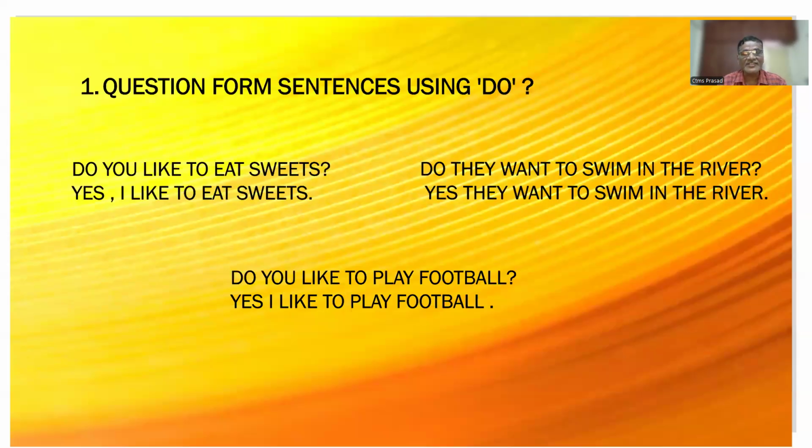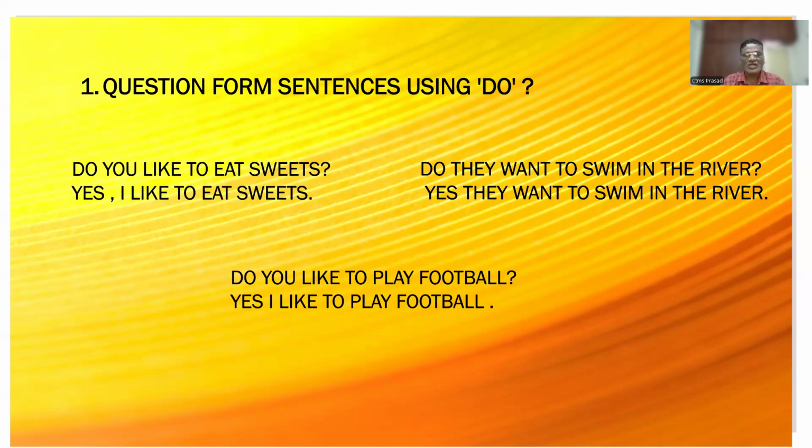Question form sentences using do. Do you like to eat sweets? Yes, I do. Or you can say, yes, I like to eat sweets. Do you like to eat mango? Yes, I like to eat mango. Do you like to eat some vegetables? Yes, I like to eat some vegetables.